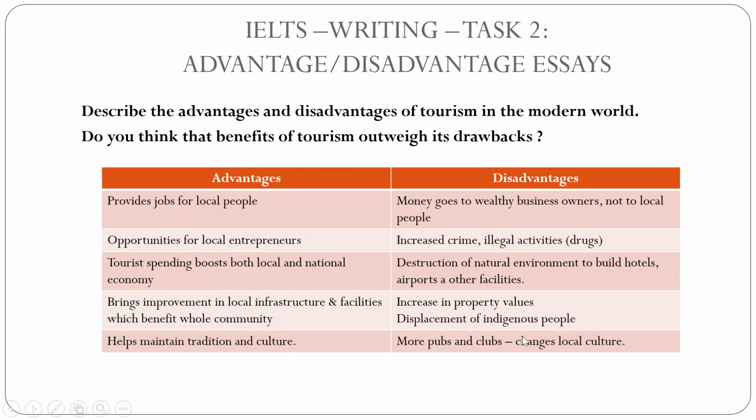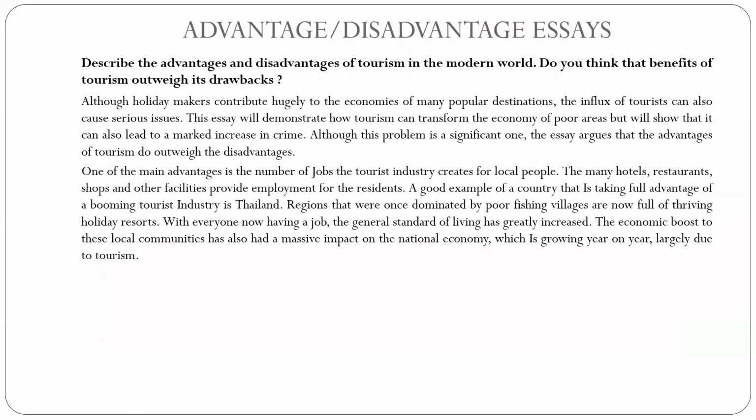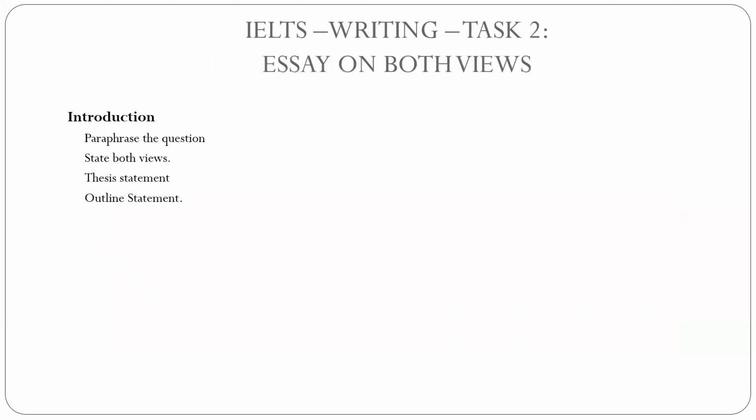So write down positives, write down negatives. Now decide, okay, fine, maybe I'm going to write an example on increased crime, or I'm going to talk about destruction of natural environment, and I'm going to talk about maybe Taj Mahal as an example in advantage. So make your pointers and then you decide what to write, what not to write. Okay, so this is an example of advantage, disadvantage.